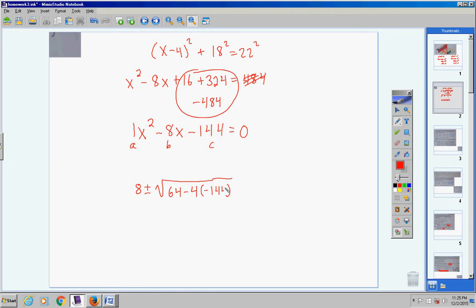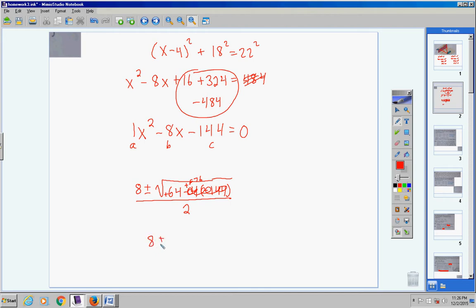Negative 144 all over 2a. 2 times 1 is 2. Now, under my radical here, I have 4. I have a negative 4 times a negative 144, which is going to be a positive 576. I'll write that real small, 576. So I have a positive 64 and a positive 576. When I combine those, I'm going to get 620.